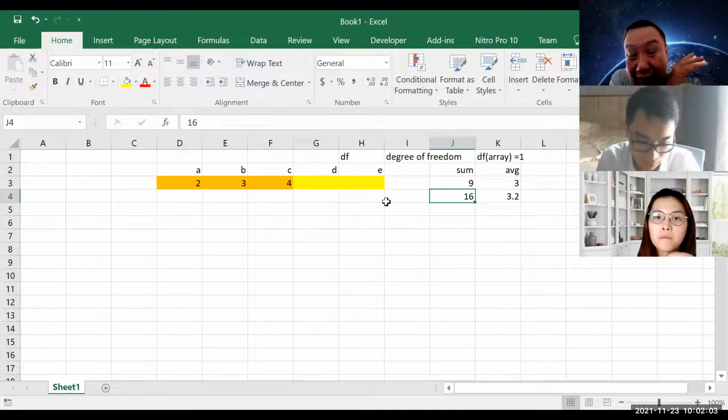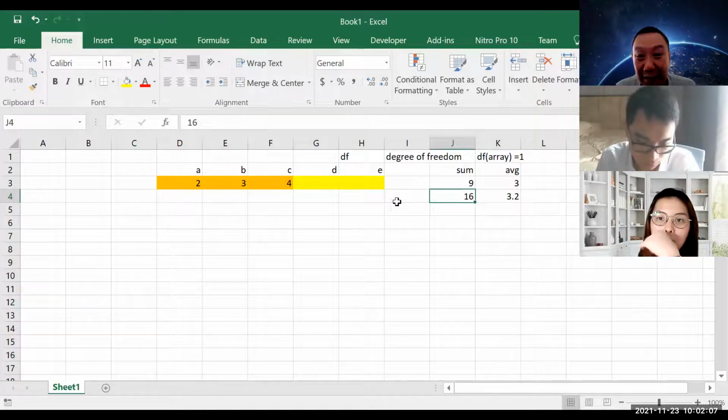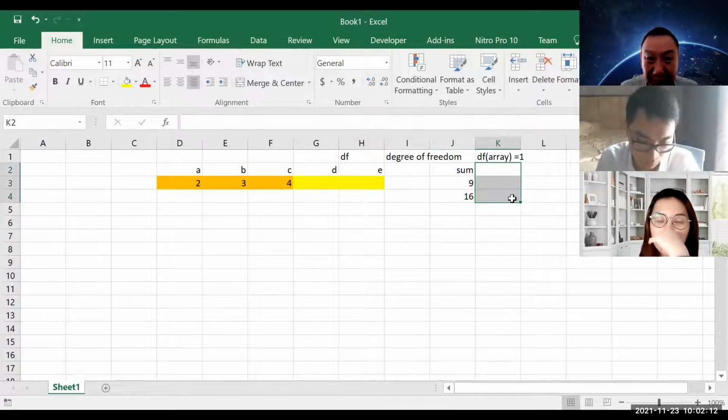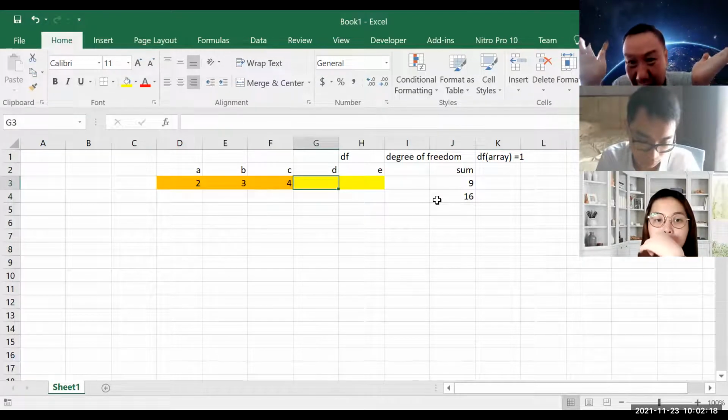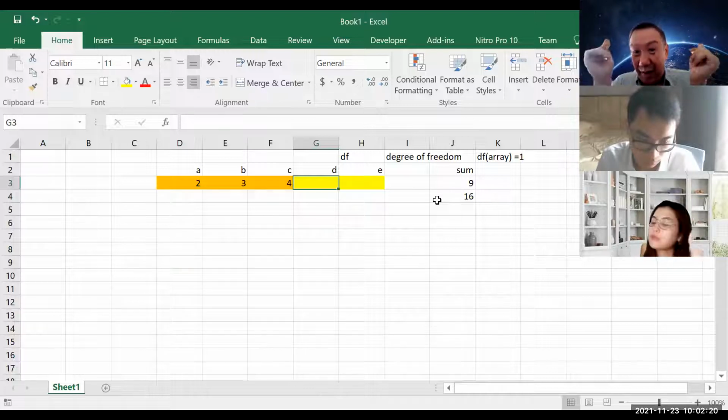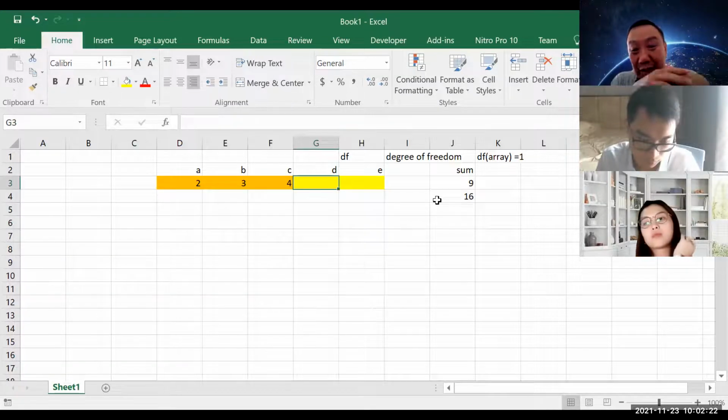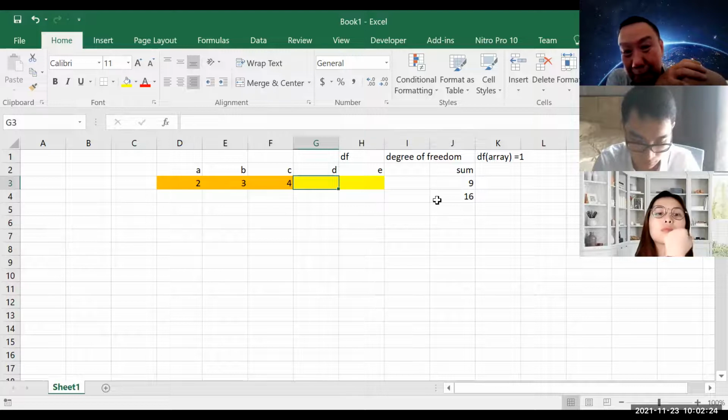Okay, but how are you going to fill in so that the sum is 16? Forget about the average. So that the sum in here is 16. Suppose you don't know the original data. What value should I put here so that the total is 16?